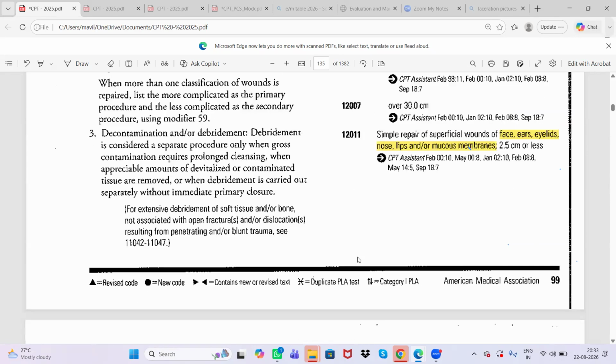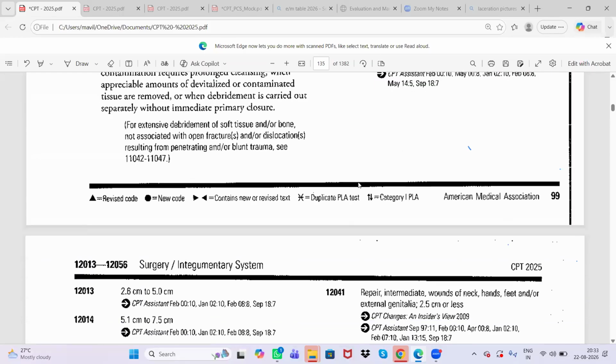Next, anatomical areas. If the provider has performed simple repair on the eyelid, which is 1 centimeter, what is the answer? 12011. Right. Why? Because 2.5 centimeters or less, we need to go with the code 12011. Okay. So next.